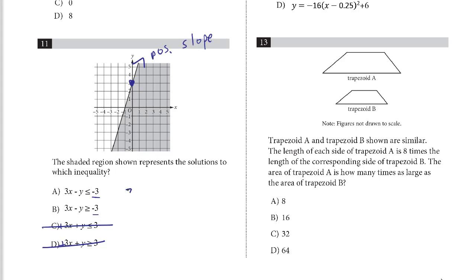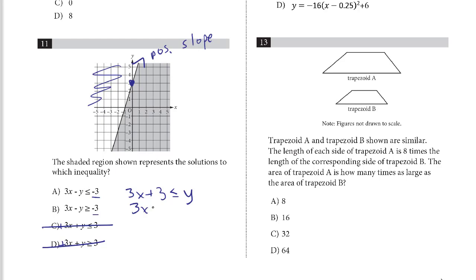It's going to be 3x plus 3 is less than or equal to, add y to both sides, and I get y. Well, that's not it. That says y is greater than 3x plus 3. That would suggest solutions up here, which is wrong. This is going to be our answer, B.